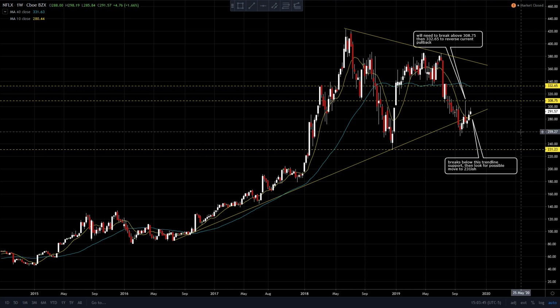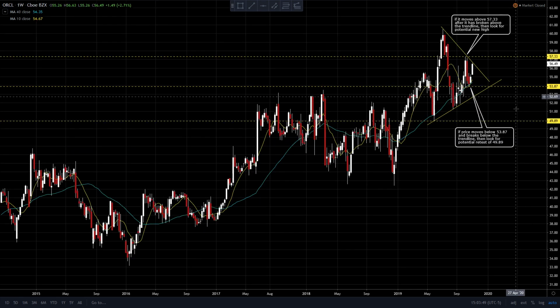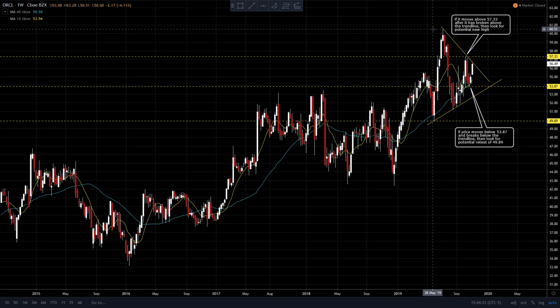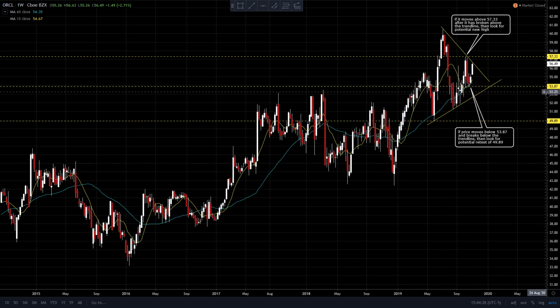Then Oracle is kind of interesting also because it got this little triangle here, and it is bumping up against this upward trend line. And what I say is, if it could move above this 57.33 after it breaks this trend line, it could come up and test this high and possibly make a new high. But if it dips below this 53.87, essentially coming back below this trend line, then we'll be looking for a potential retest of this pivot low here, somewhere around 49.89.